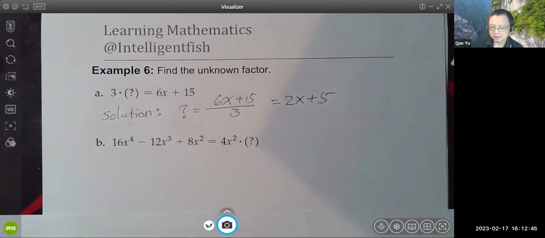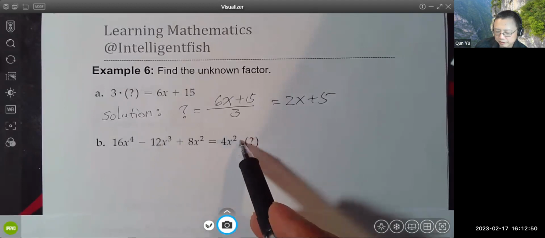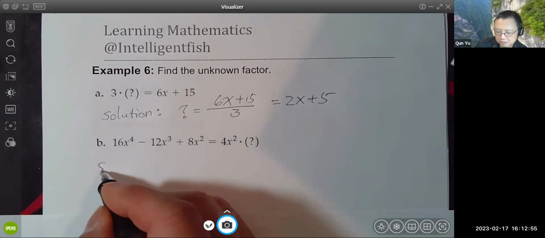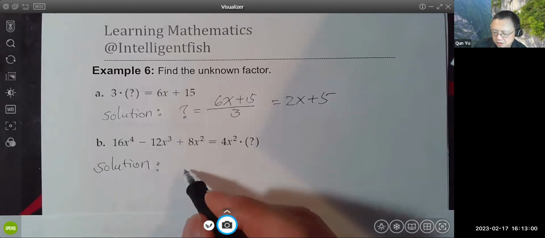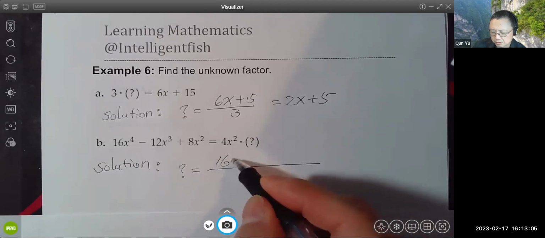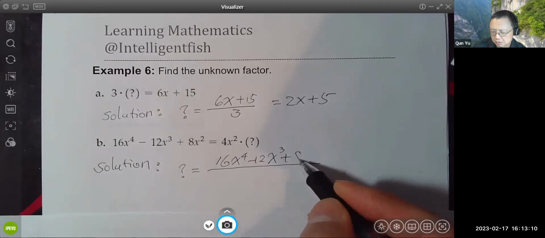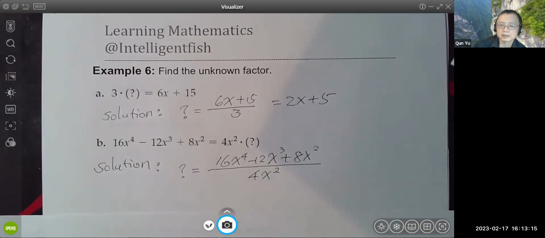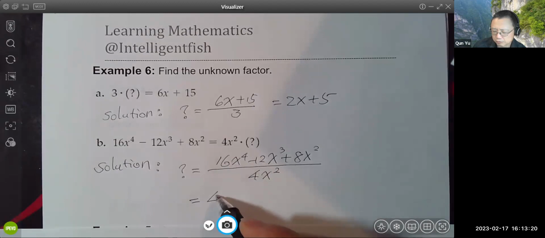The next one, B. And apparently this is the polynomial. This is the monomial we are going to divide by to get the other factor, right? So solution. And this question mark equals the polynomial divided by the monomial 4x squared. And equals 16 divided by 4, that's 4.